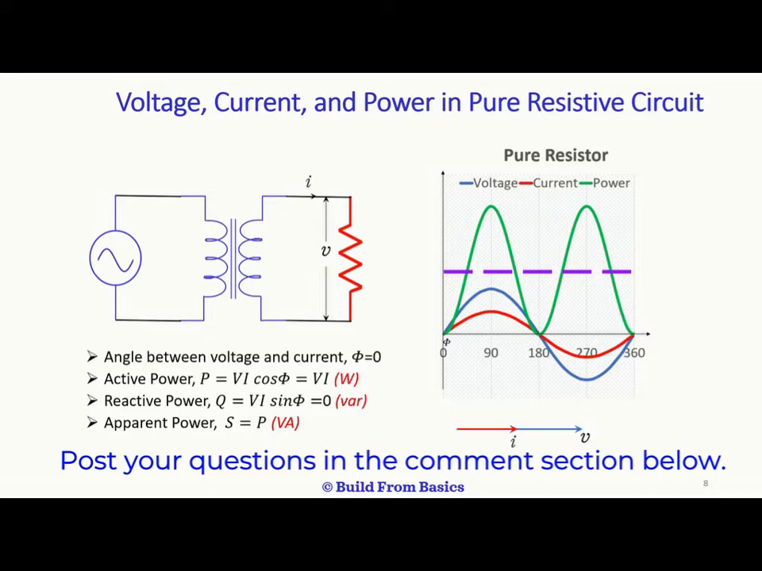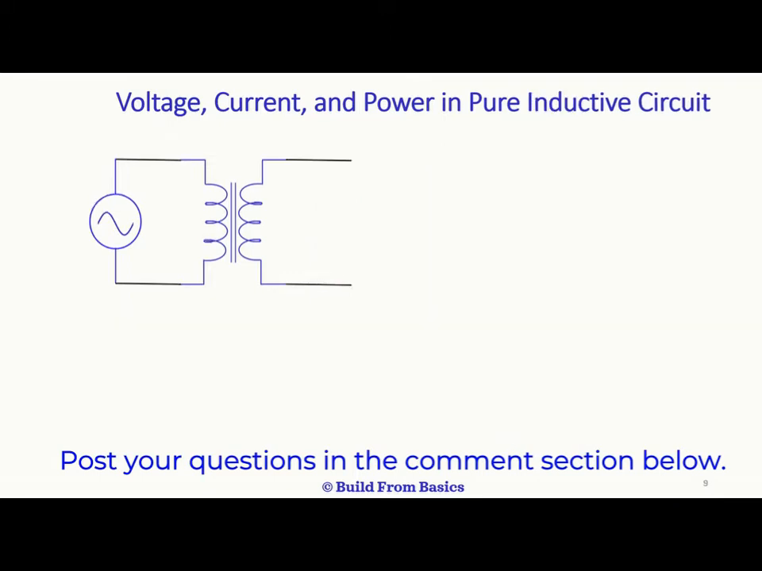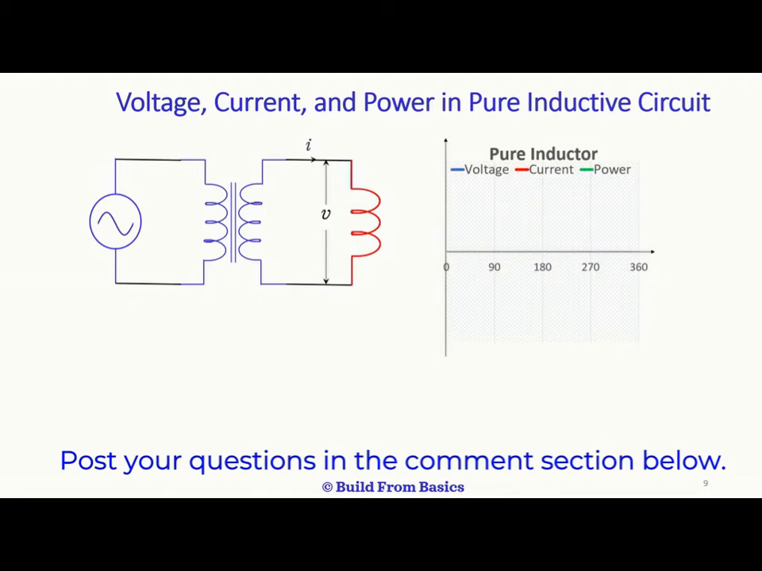Okay. So now let's investigate current, voltage and power in a pure inductive circuit. The circuit shows an AC source supplying an inductive load. The instantaneous voltage, current and power waveforms across the pure inductor are shown in the figure beside. Here the blue curve and red curve are the voltage and current in the circuit.